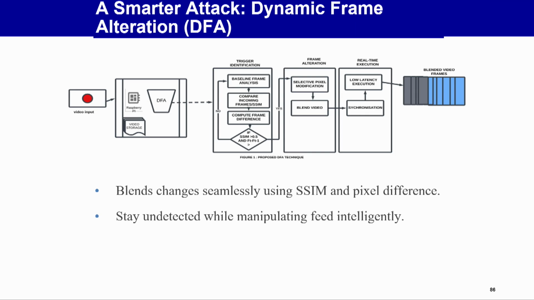Based on those two, he decides the moment when he can replace the incoming feed with this one, and then it's not easy to detect, because they are quite similar. It's as if something is being executed, but after some time the stored video is blended in seamlessly, like I said, using these two metrics, and it stays undetected. This one has a real-life demo, but I can't show it here. But this is one way to attack video manipulation.